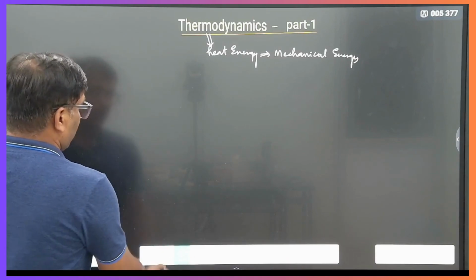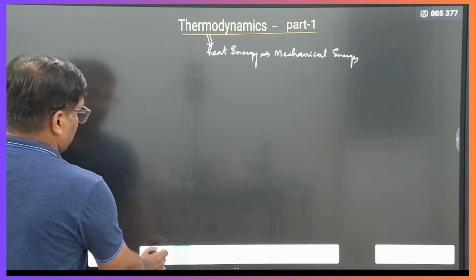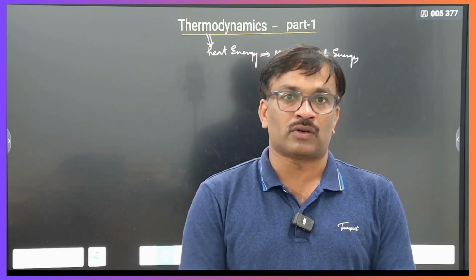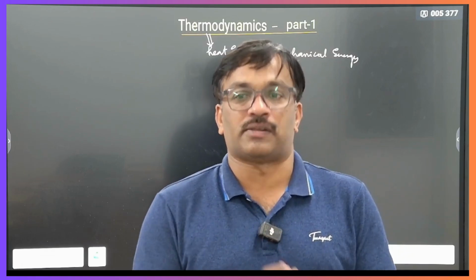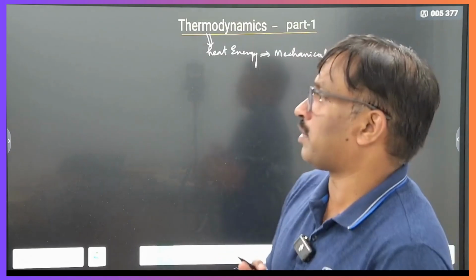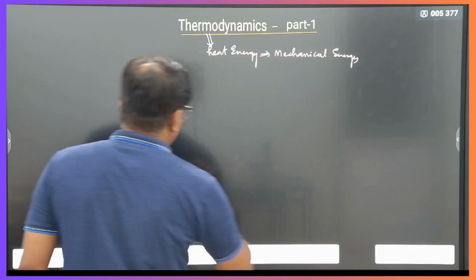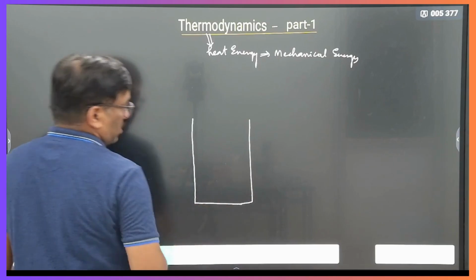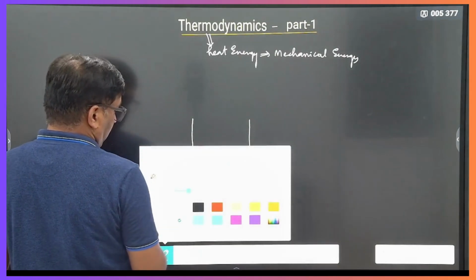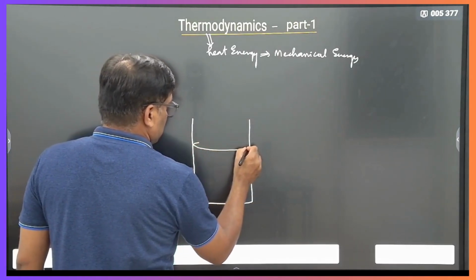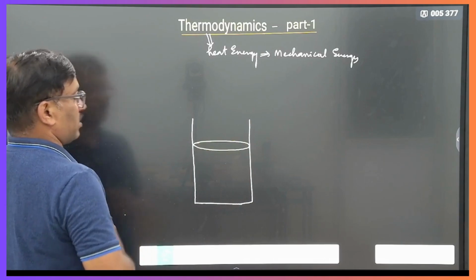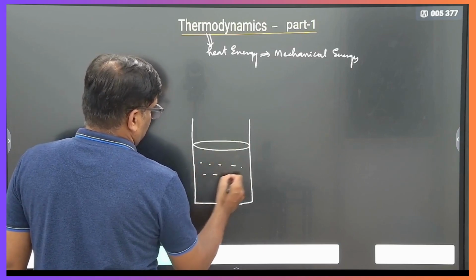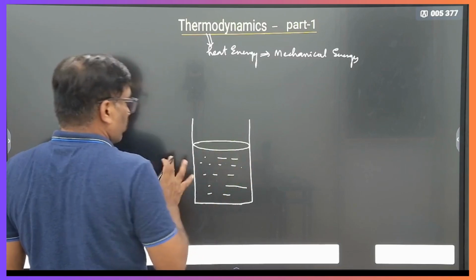Now, how will we convert the heat energy into mechanical energy? First of all, to convert this we require one system. So what is the system here? Here we are going to take one cylinder, and we are going to take one mobile piston in it. This is one piston, a mobile piston, and inside this there is a gas present. This is one system.